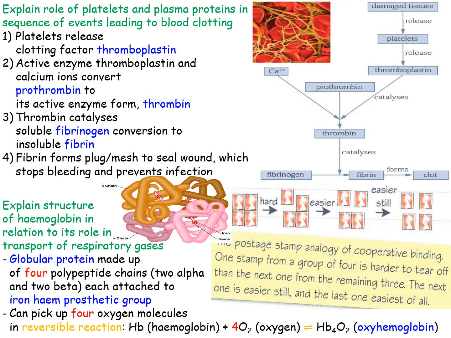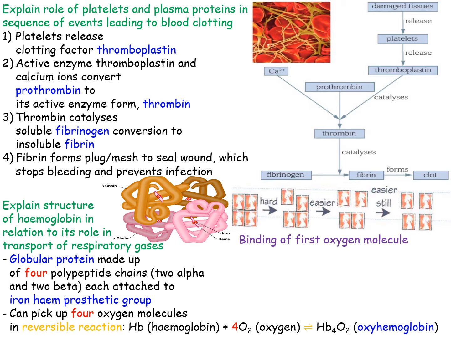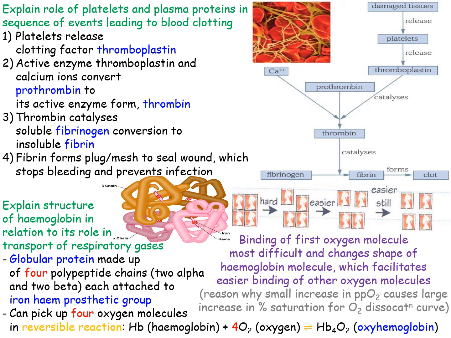Now how they bind to those 4 oxygen molecules is a bit like the postage stamp analogy of cooperative binding. When you've got 4 stamps attached to each other, the first stamp is harder to tear off, but then it becomes easier to tear the next stamp. So this is a bit like the binding of the oxygen molecules. The first oxygen molecule that binds to hemoglobin is the most difficult to bind. But then once that oxygen molecule binds, it changes the shape of the hemoglobin protein, and that makes it easier for additional oxygen molecules to bind.